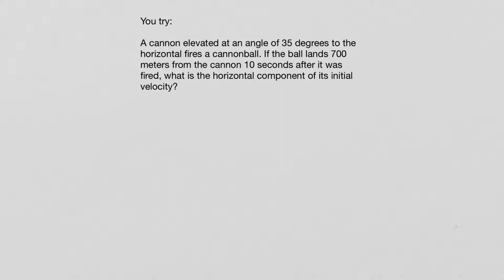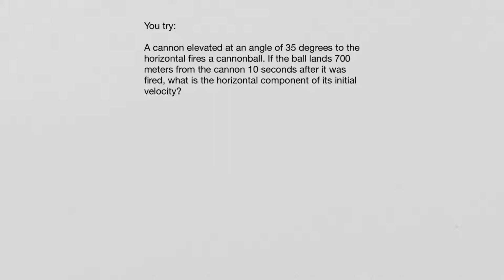It says a cannon elevated at an angle of 35 degrees to the horizontal fires a cannonball. If the ball lands 700 meters from the cannon 10 seconds after it was fired, what is the horizontal component of its initial velocity? So you can pause the video now and take a few minutes and try it out, and I will give you the answer in just a minute.